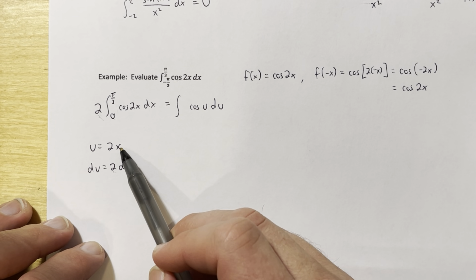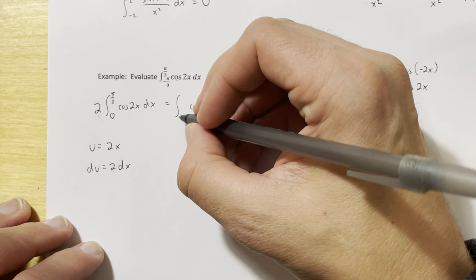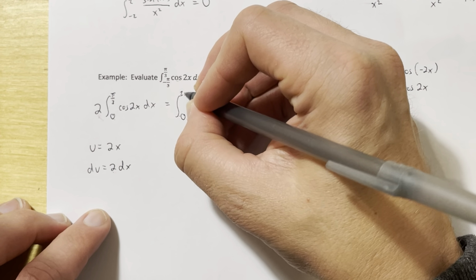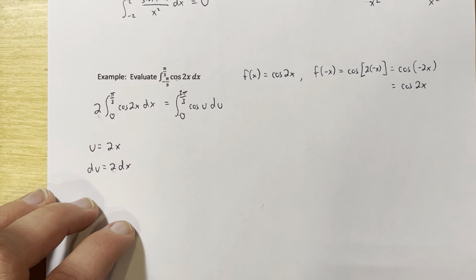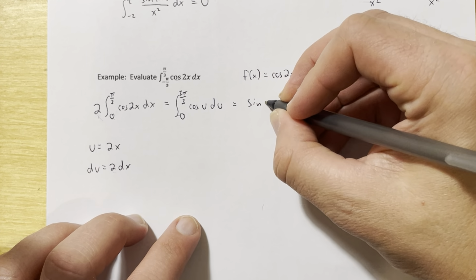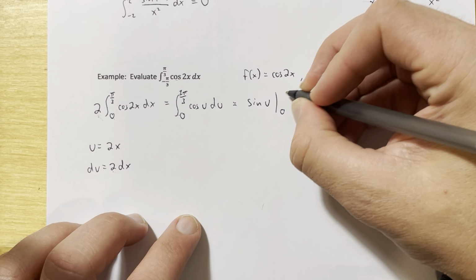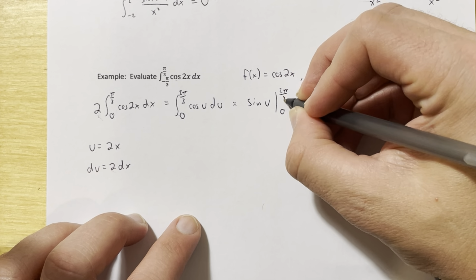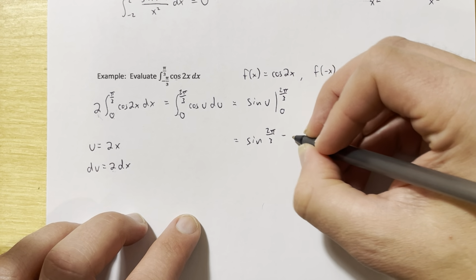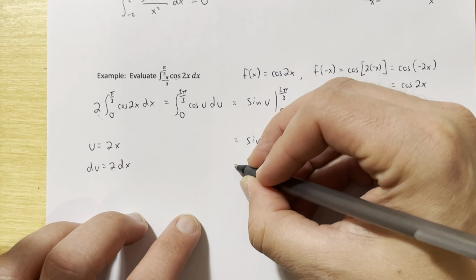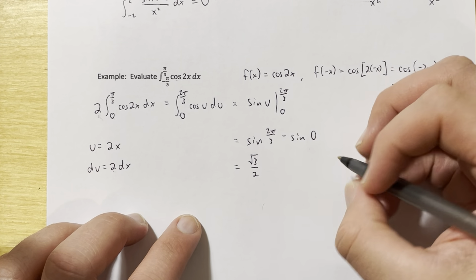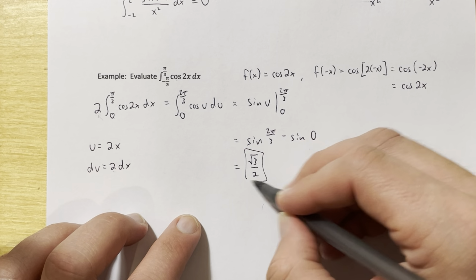Plug a 0 in here. U equals 2 times 0, which is still 0. Plug a pi over 3 in here, and I get 2 pi over 3. Okay? This, when I integrate, is a really simple one. I get sine of u from 0 to 2 pi over 3, which is equal to sine of 2 pi over 3 minus sine of 0, which is root 3 over 2 minus 0, which is just root 3 over 2.